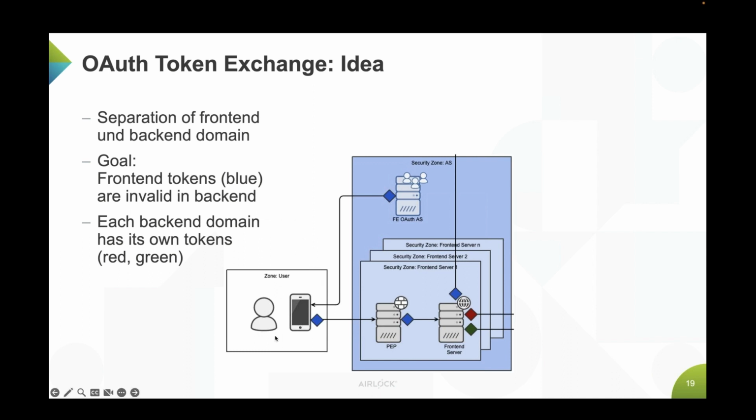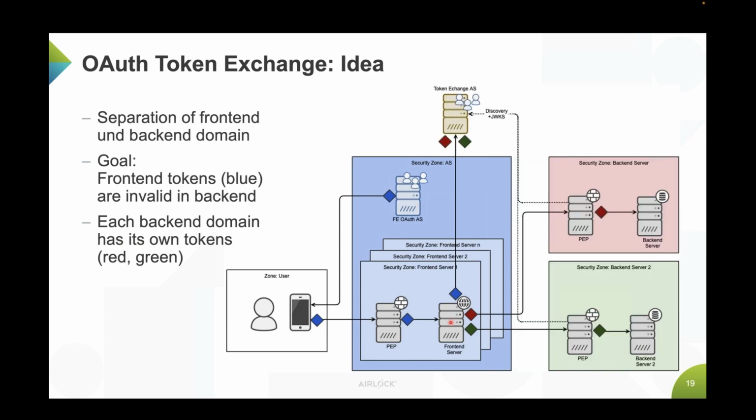We're starting here. I hope you see my mouse pointer in the user zone where a user logs in using the OAuth authorization code flow or authorization code grant. So basically with the mobile device, he connects to this front-end authorization server, and from this authorization server here, he receives a token, and he can then use this blue token, go through some policy enforcement point, end up with some application server. This application server will decide on whether he's going to accept this blue token or not. So far, so good. This is what OAuth or OpenID Connect have been doing for us in the past.